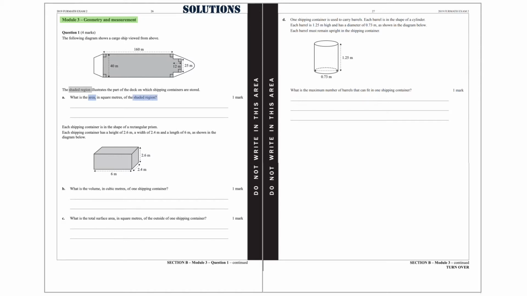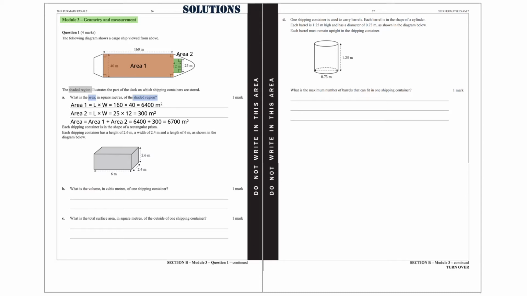For this, we are going to separate the shaded region into two areas, Area 1 and Area 2. Area 1 equals length times width because it's a rectangle, so it's 160 times 40, that is 6,400 square meters. Area 2 is also a rectangle, and that is 25 times 12, which is 300 square meters. So the shaded region equals Area 1 plus Area 2, which is 6,400 plus 300, that is 6,700 square meters.